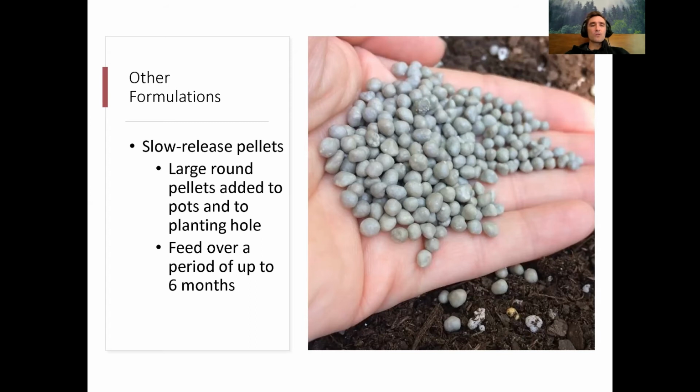There are also slow release pellets. These are often larger in size and they can be added to containers, pots, or to a planting hole. And these will break down more slowly over time. Sometimes they have special coatings like a polymer, a biopolymer that will decompose over time but requires the microorganisms to break them down before it releases the minerals. And so you would need to apply this less often, and you can feed for up to 6 months with a slow release. Usually, slow release is considered a good way to go.